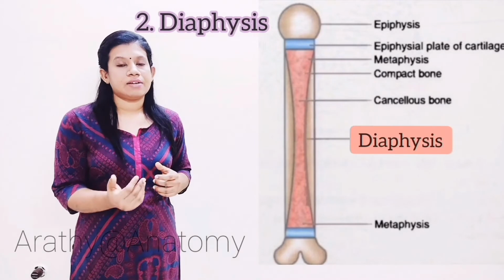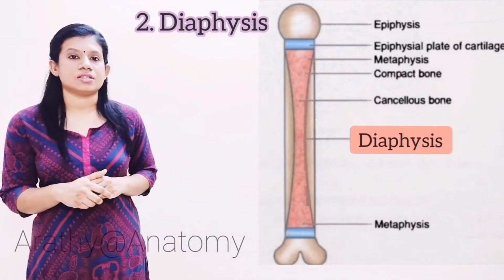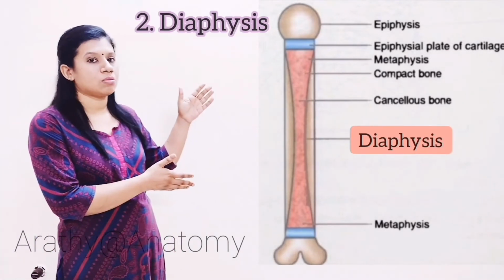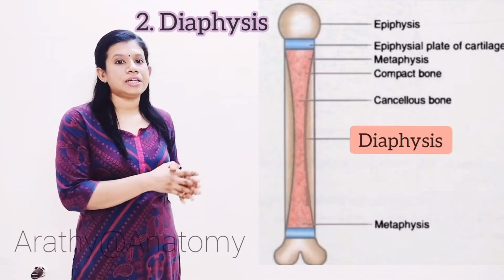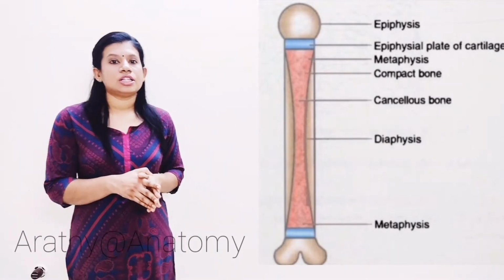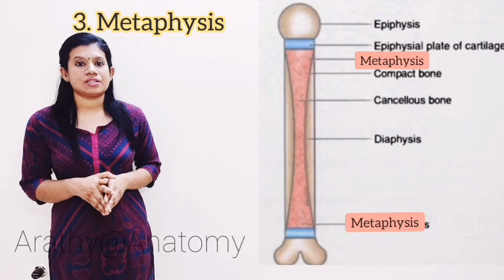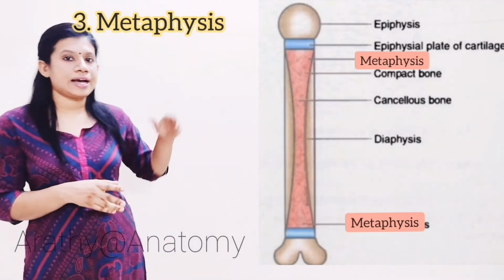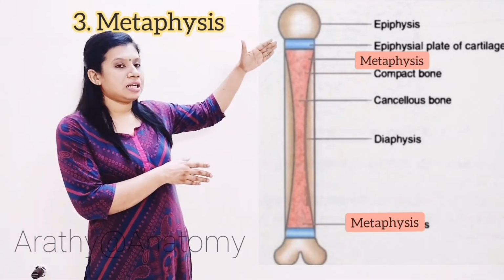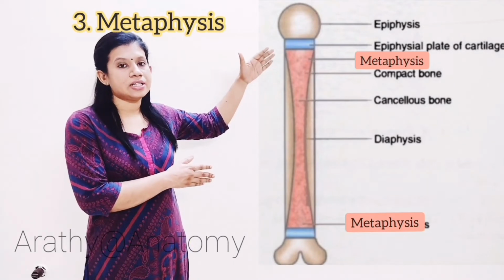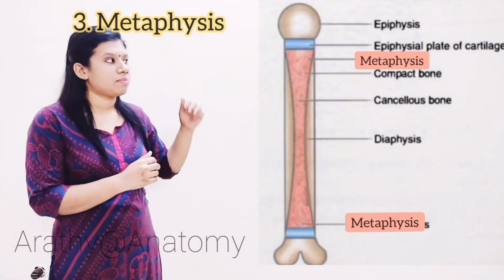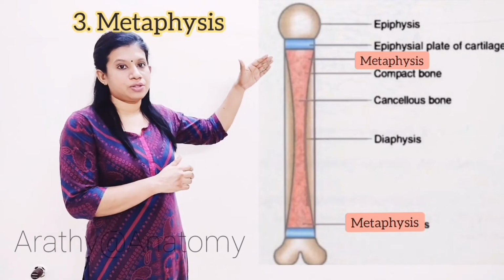Now moving on to the second one, that is called the diaphysis. Diaphysis means the shaft of the long bone which ossifies mainly from the primary center. Now moving on to the next one, that is called the metaphysis, which is also very important. So in the diagram you can see the epiphyseal end of the diaphysis is called metaphysis. So this metaphysis is the zone of active growth.